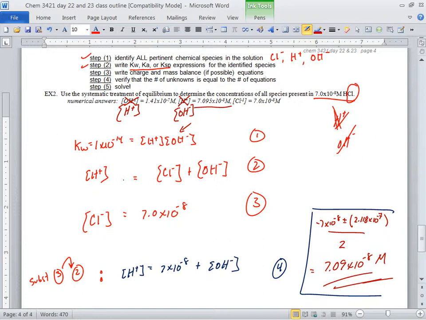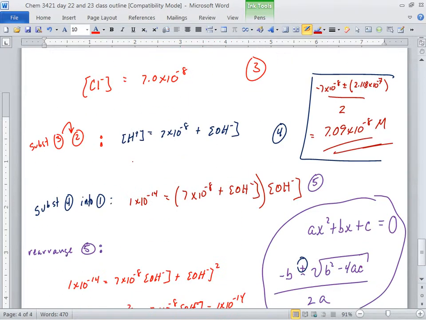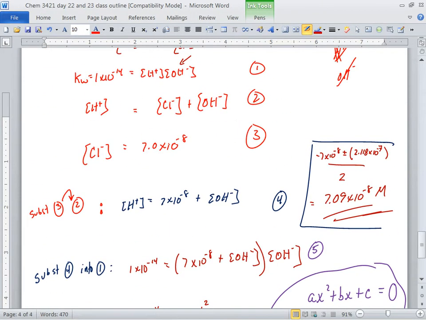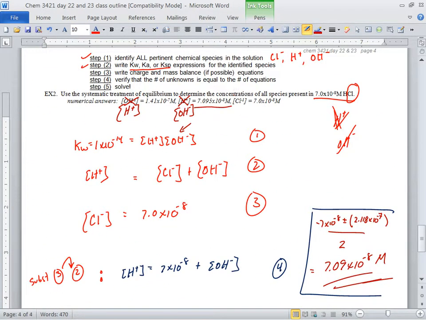Wouldn't this 7.09 be the hydrogen concentration? We solve for X. So when we solve down here, our X is our hydroxide. So when we solve for it, I get 7.09 times 10 to the negative 8 for hydroxide. Oh, how? I've done it 3 times.